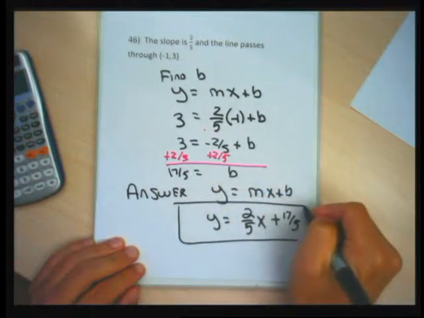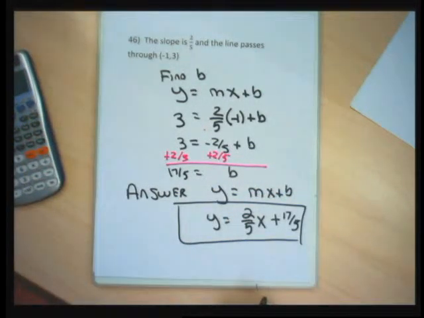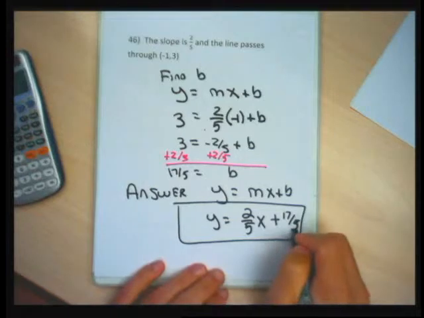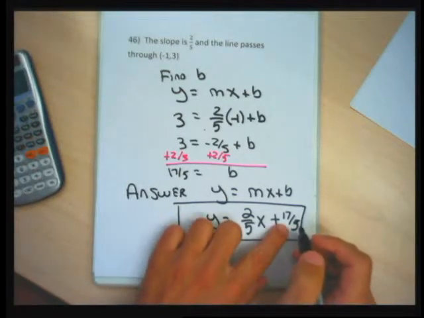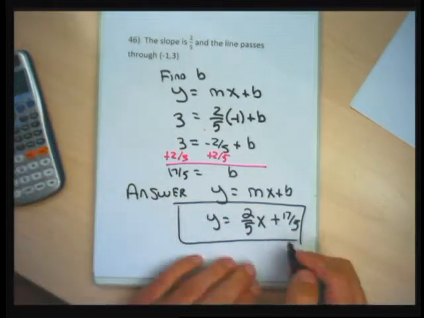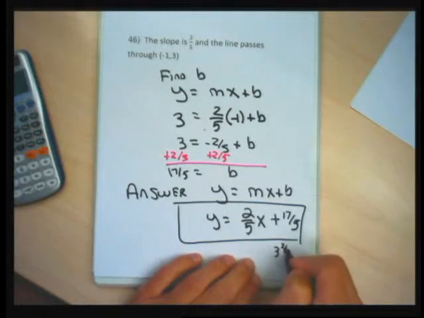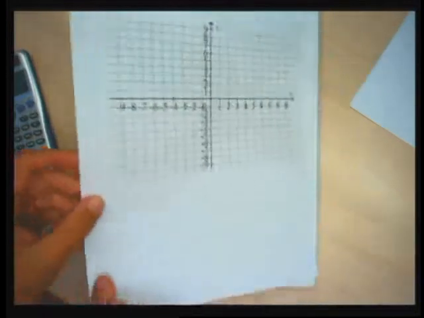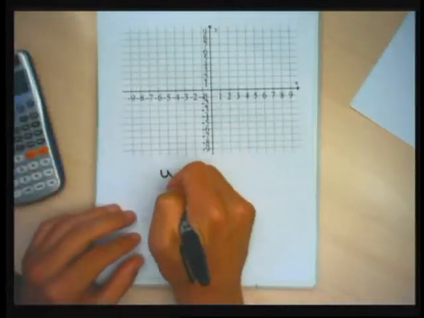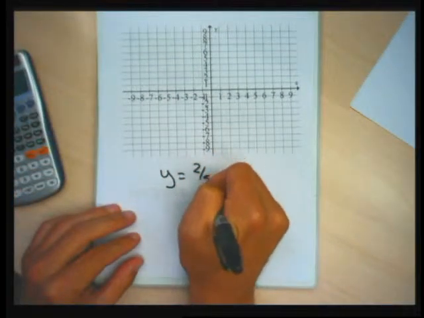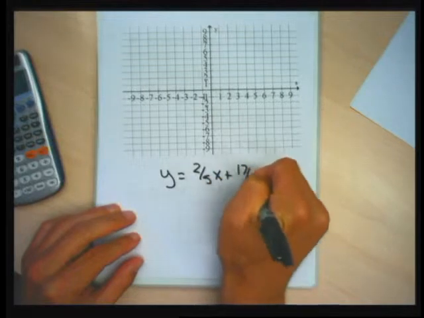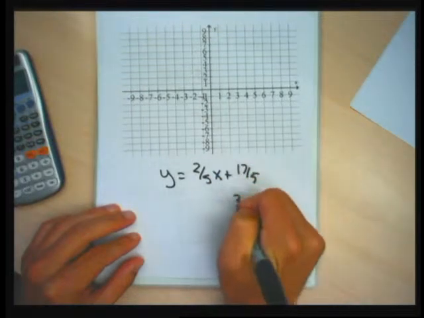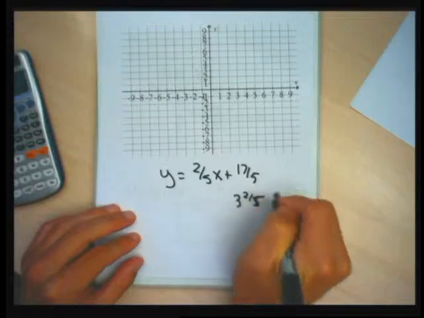That's the answer. This is going to be really a nuisance to check, but I'm going to try to check it for you just to show you that it works. By working, I need to plot the y-intercept and use the slope. 17/5 as a mixed fraction is 3 2/5. So I'm done. This is just the checking part, and it's completely optional. For checking, I'm going to graph y equals 2/5 x plus 17/5. And this 17/5 is 3 2/5.